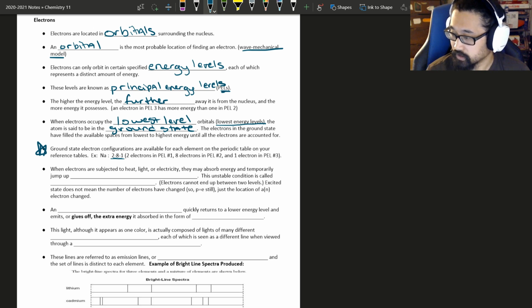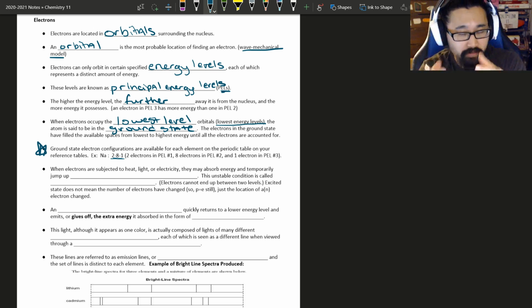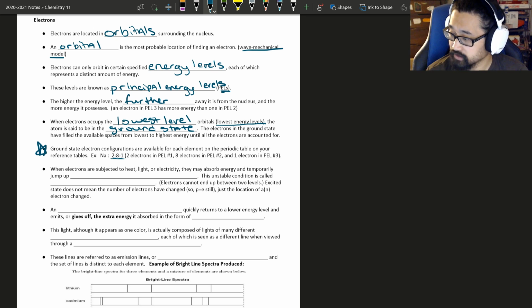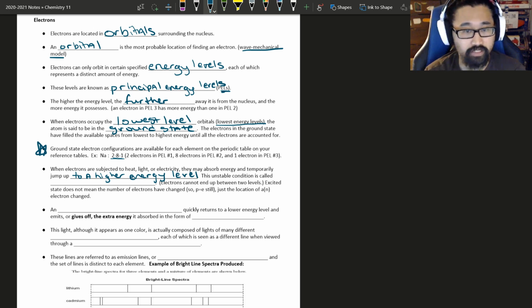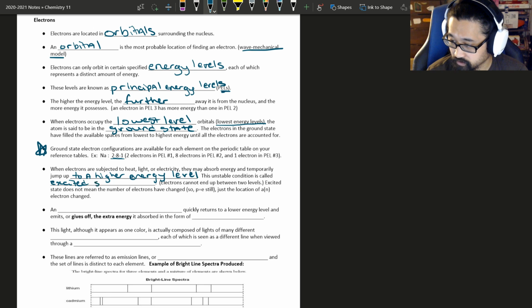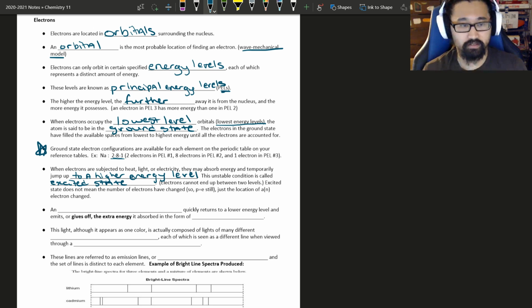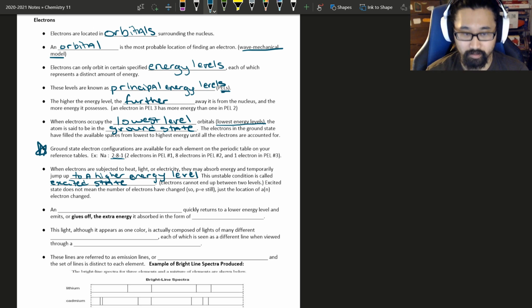If you subject electrons to heat, light, or electricity, so you give them a bunch of extra energy, they can actually absorb it, and they can temporarily jump up to a higher energy level. This is an unstable condition. It's called the excited state. So you can get electrons to be excited. They jump up, eventually they will come back down.